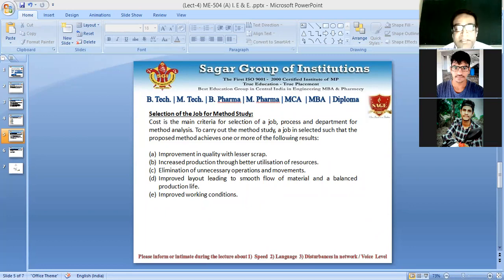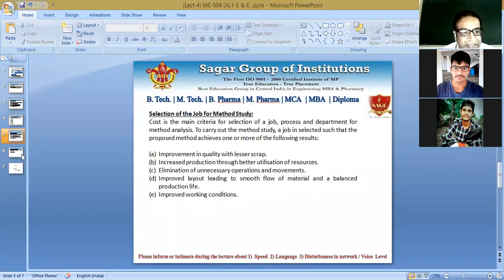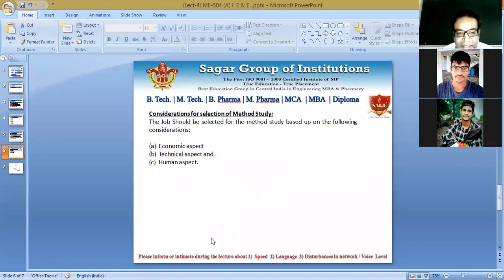Now, let us see the considerations for the selection of the method study. We majorly devise three criteria for this. One is the economic aspect, another is the technical aspect, and third is the human aspect. Economic aspect is the first one. We need to implement the cost criteria, as I told you earlier.